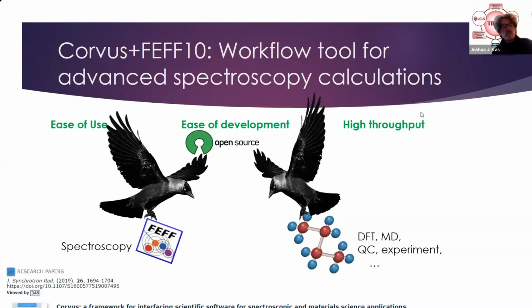Okay, so just to give an idea of what Corvus is for, DOS already kind of went through this. It's basically a workflow framework that allows us to write various workflows and you to run various workflows that combine different calculations using FEFF and other codes, or just other codes, to get advanced calculations of spectroscopy. So for example, one of the simplest cases is using DFT to optimize a molecule or structure, and then calculating the spectrum from that.